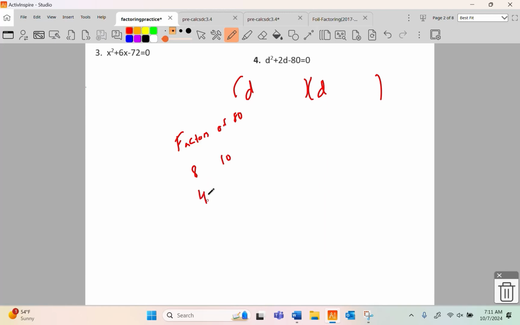We could have like 4 and 20. We could have 1 and 80, obviously. What else we got? 5 and 16. And I'm sure I'm probably missing some more. Oh yeah, 2 and 40. There's a lot of factors of 80, but you want factors of 80 that add to 2.